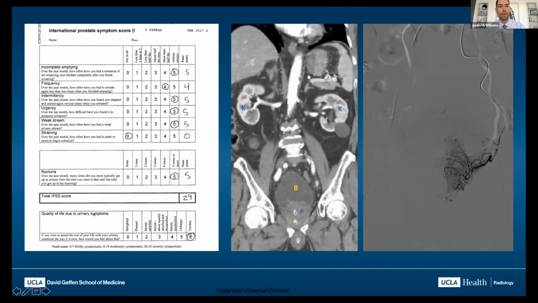And then you ask them this bother score, quality of life score, which is basically if you have to live the rest of your life with your urinary symptoms the way they are now, how would you feel about that? And that can score anywhere from delighted to terrible. And most of the time we're looking to treat people who are in the 4 to 6 range on their quality of life, meaning their quality of life is not that great at the moment. So let's try to help them.